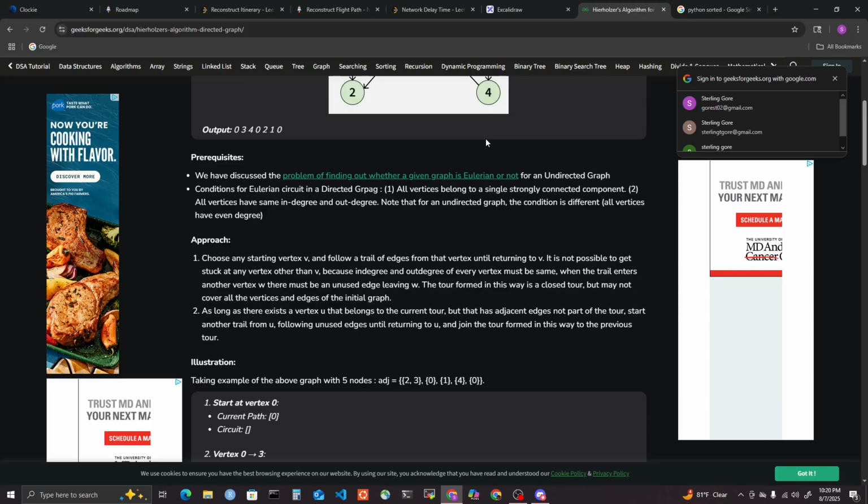Oh, dude, I remember that as well. When the trail enters another vertex, W, there must be an unused edge leaving W. The tour formed in this way is a closed tour, but may not cover all the vertices and edges of the initial graph.